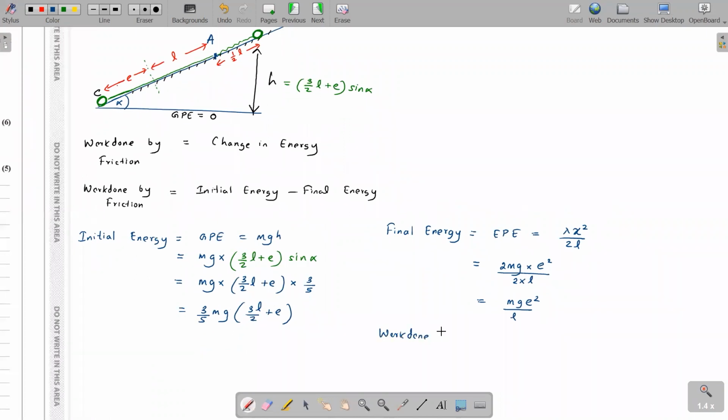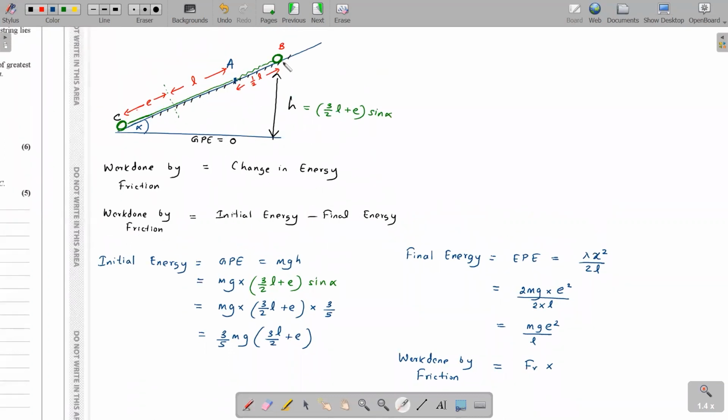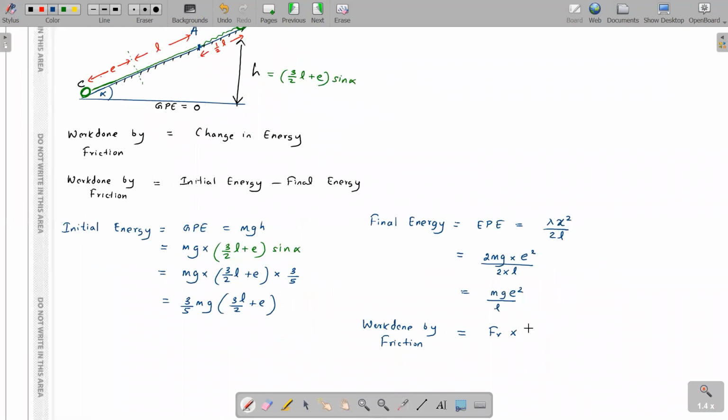Work done by any force is what? Work done by any force is the force multiplied by the distance you move along that force. So what's the force we have? The force we have is friction force. Friction force should be multiplied by the distance. What's the distance we have here? The object has moved along the plane, the distance BC. So what's the full distance BC? L plus half L plus E, 3 over 2 L plus E.